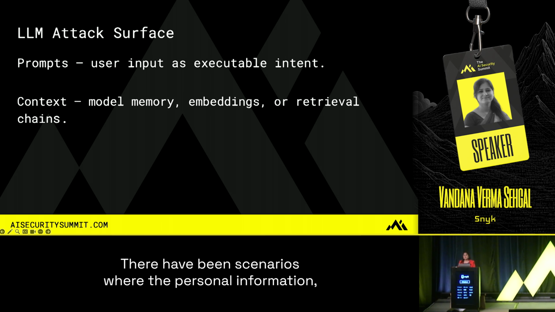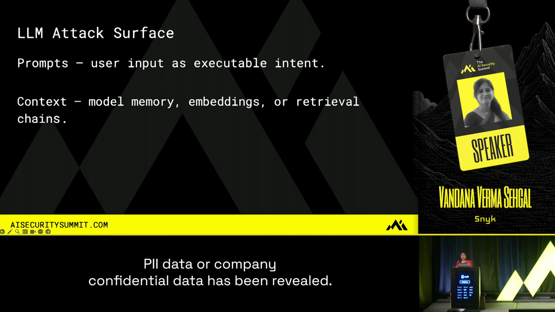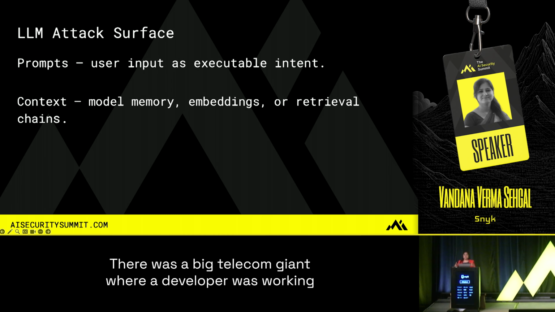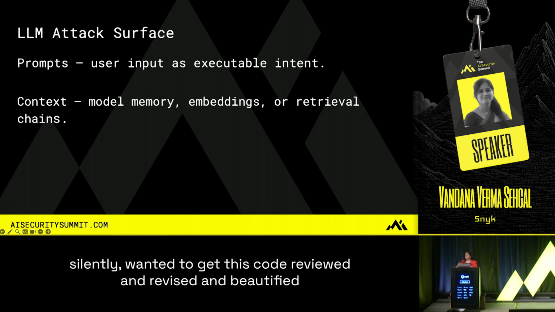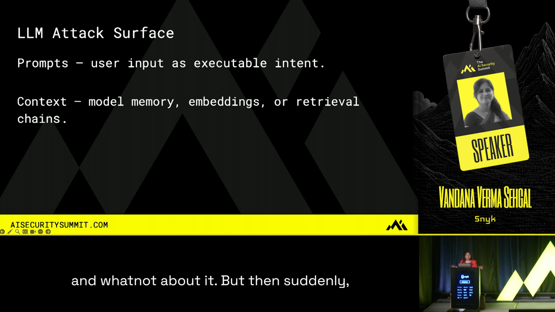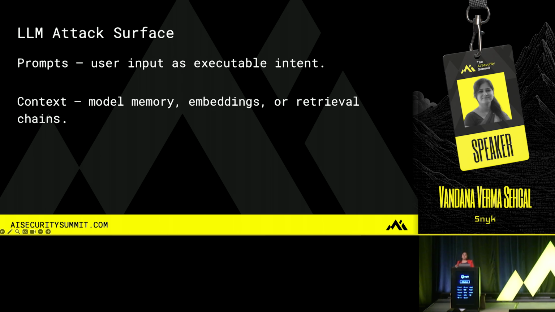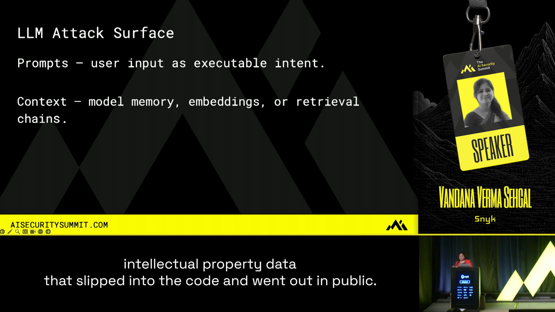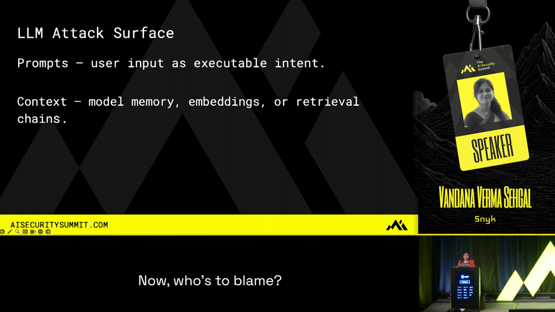There have been attacks, there have been scenarios where personal information, PII data, or company confidential data has been revealed. There was a big telecom giant where a developer was working silently, wanted to get this code reviewed and revised and beautified, but then suddenly there was some PII data and some intellectual property data that slipped into the code and went out in public. Now, who's to blame?